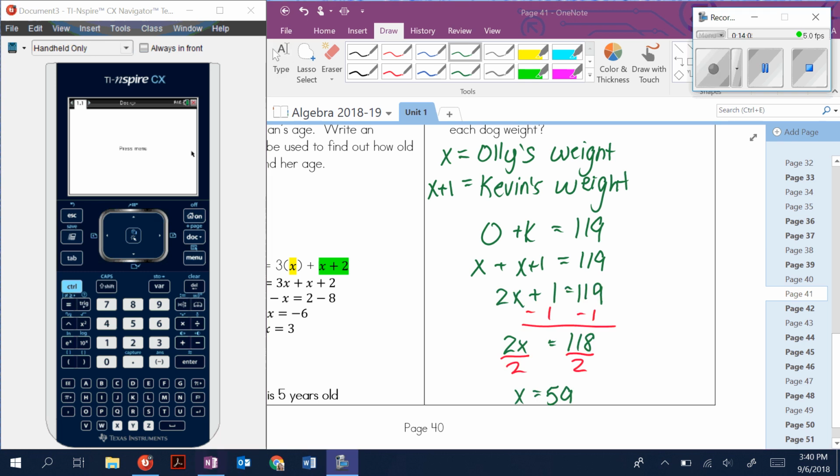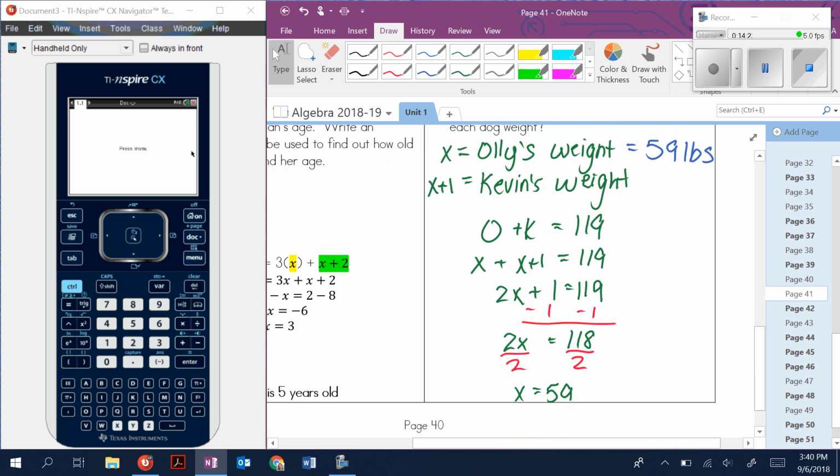All right, here's my solve. I got x is equal to 59. See how I use Christmas colors? Is it Christmas yet? So I solved it, ended up getting x equals 59. So we know that Ollie, he's 59 pounds, right? It is pounds, yes? Yes, pounds. And then Kevin is just a pound heavier, 60 pounds. And there you have it.